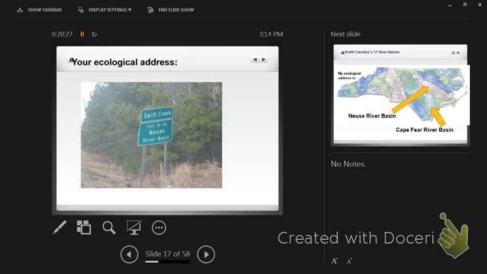So we are part of the Neuse River Basin, and this is Swift Creek. This was taken outside of Garner on I-40 between Clayton and Garner. So you may have seen these signs and not known what they meant. That's telling you that Swift Creek is the watershed and it drains into the larger Neuse River Basin.